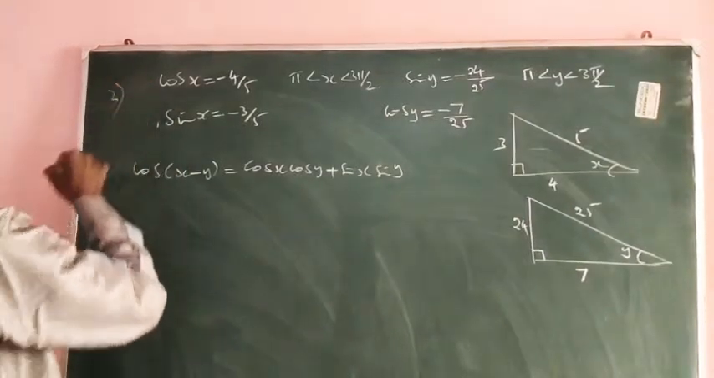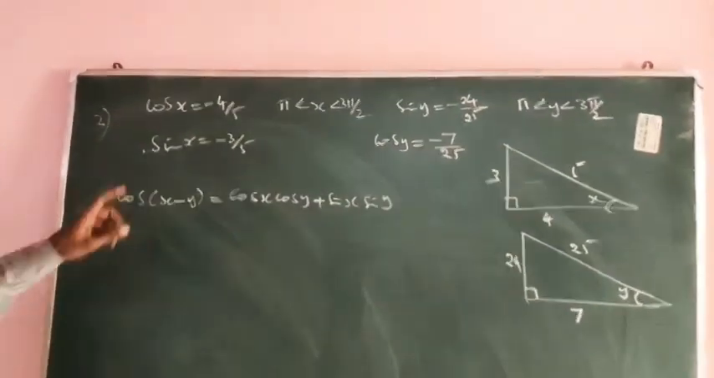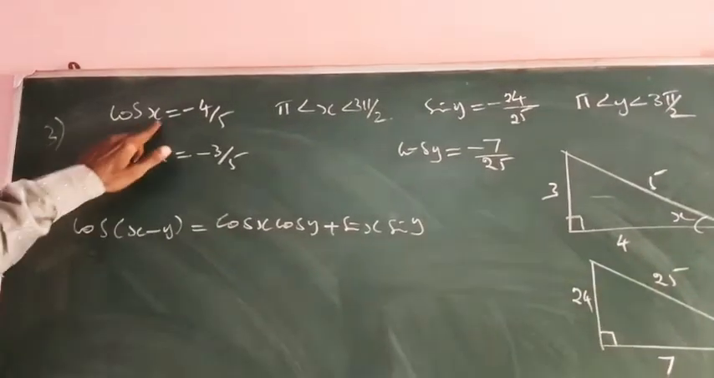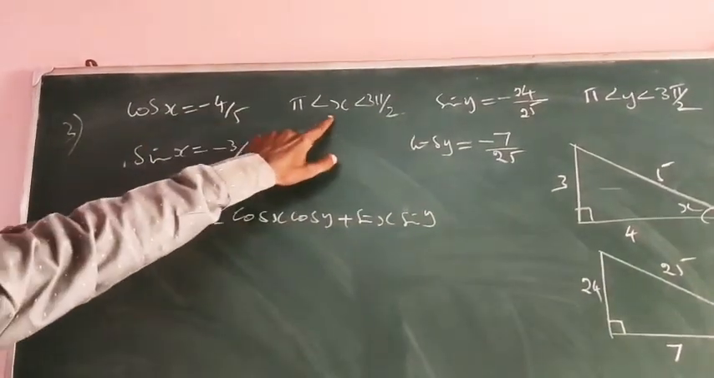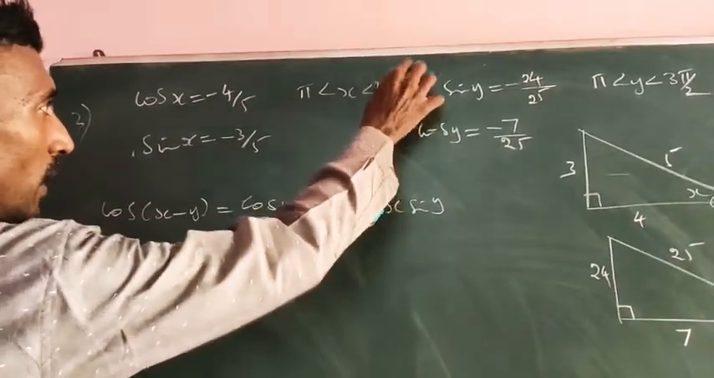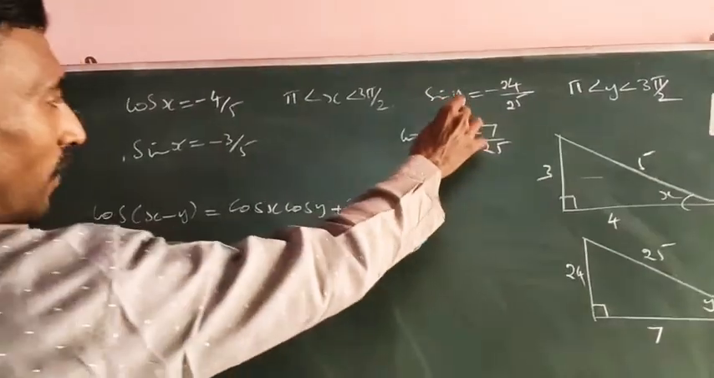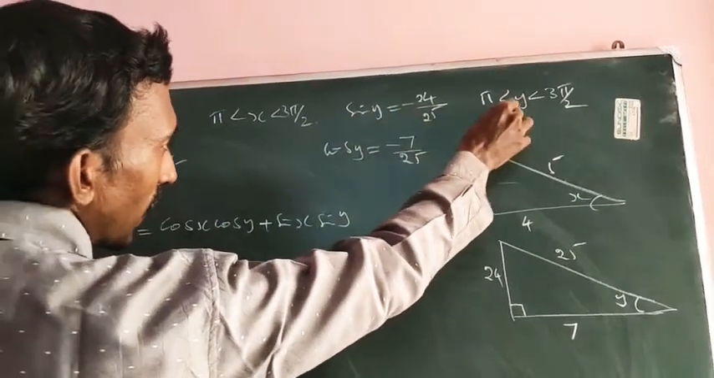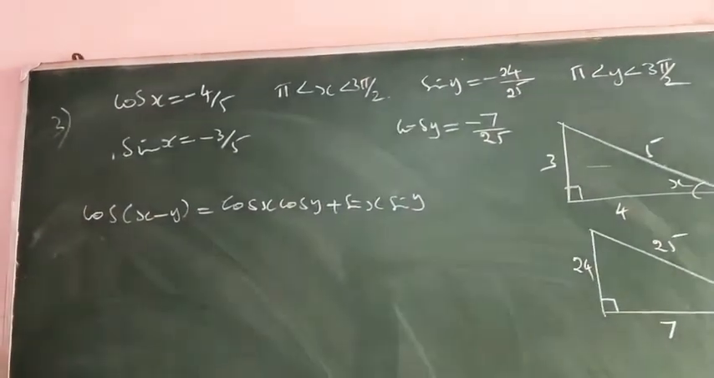Question number 3 in exercise 3.4. The question is, find cos(x minus y), given that cos x equals minus 4 by 5, where x lies in the third quadrant, pi to 3 pi by 2, means third quadrant. And similarly, sin y is given as minus 24 by 25, and y also lies in the third quadrant. Find cos(x minus y).